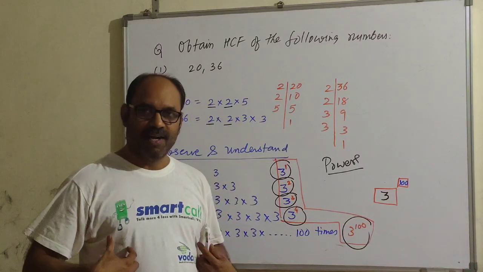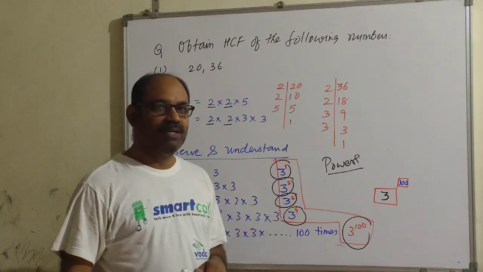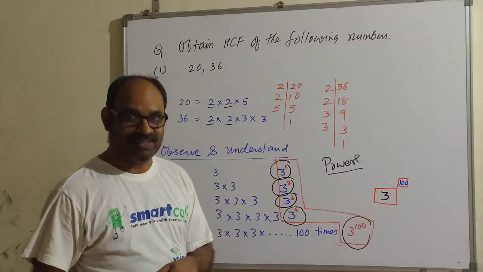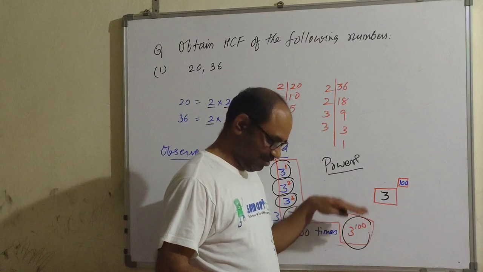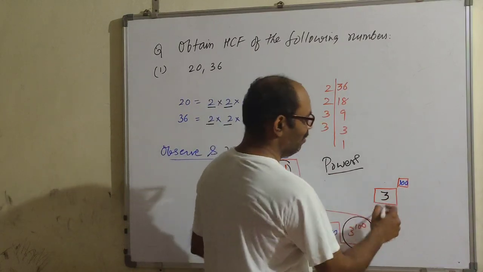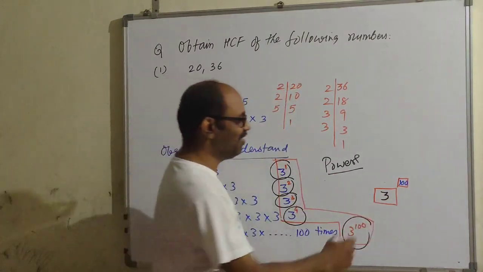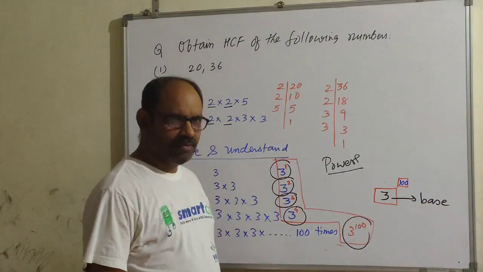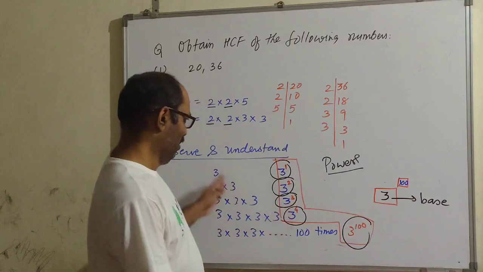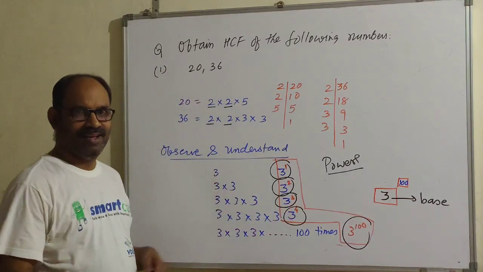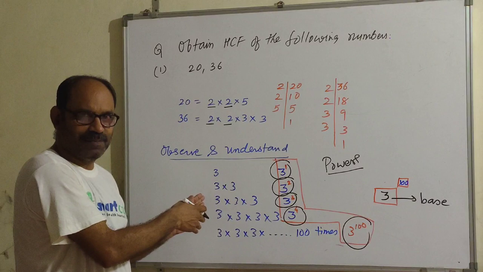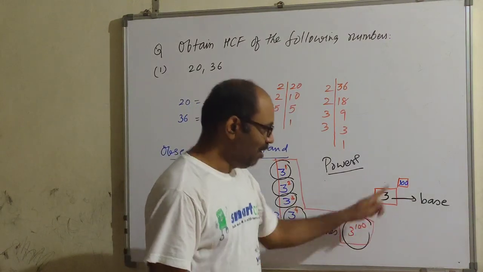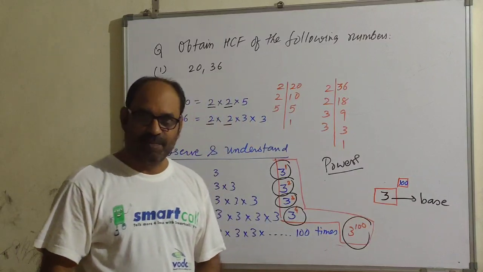Now, as a body has different parts, these powers also have 2 parts. One is the bigger box at the bottom. That is called the base. Why? Because that is the basic thing in this expression. If I don't write 3, nothing is there. The basic thing in this expression is 3. So 3 is called the base.